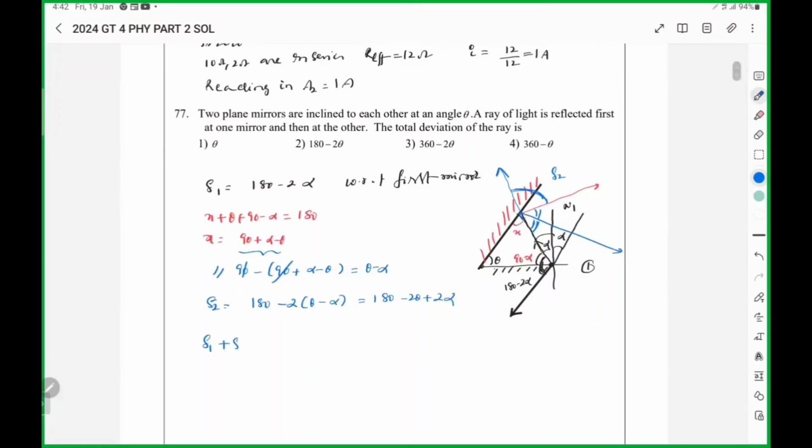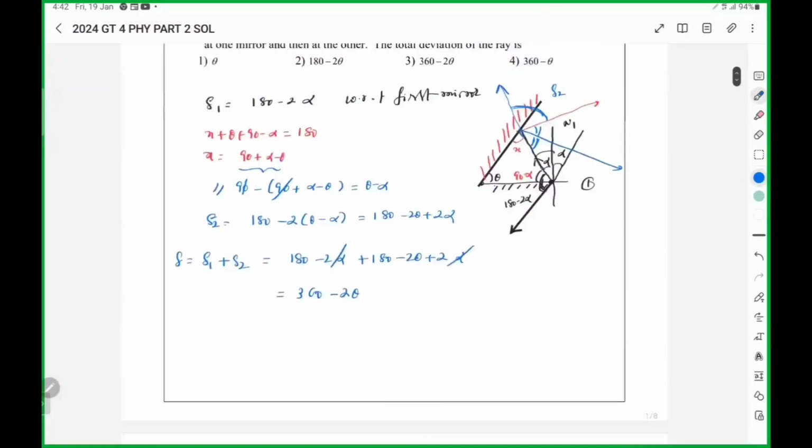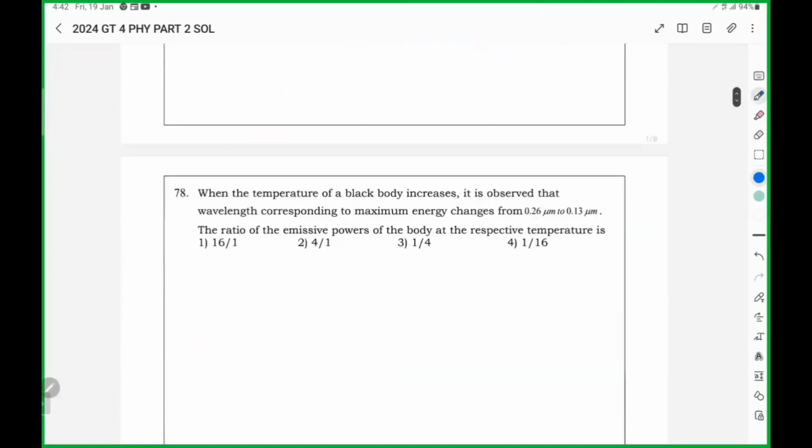The net deviation will be 180 minus 2 alpha plus 180 minus 2 theta plus 2 alpha, which is this. So the third option.